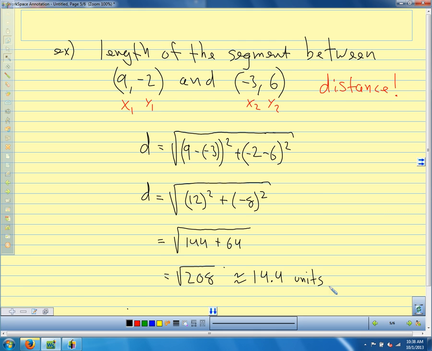If our grid were laid out in inches, it would be about 14.4 inches. If it were laid out in miles, it'd be about 14.4 miles. Questions on midpoint or distance?